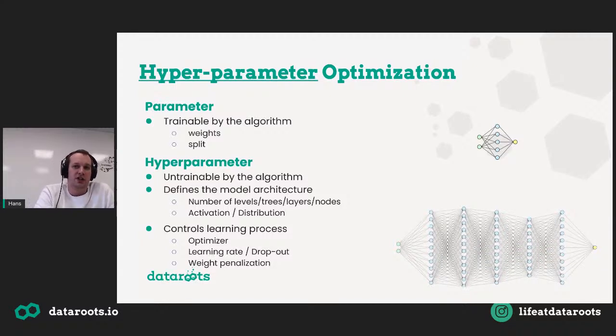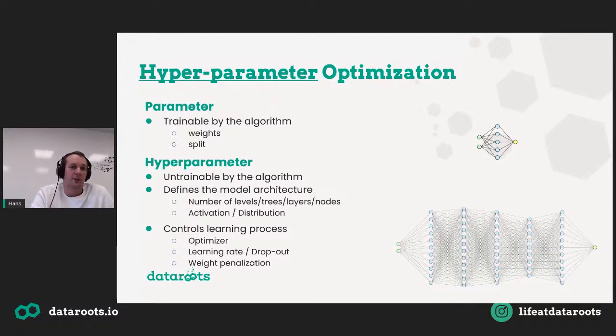Hyperparameters are, by definition, untrainable by the algorithm, and they are just used to define the model architecture. Think about it as the number of levels in a tree, the number of trees you combine in a boosting algorithm or in a random forest, the number of layers and nodes you use in a neural network, or even your activation function, your distribution that you try to fit. All these define the model architecture, how the model looks like, and what your machine learning model is actually going to do. They also control the learning process.